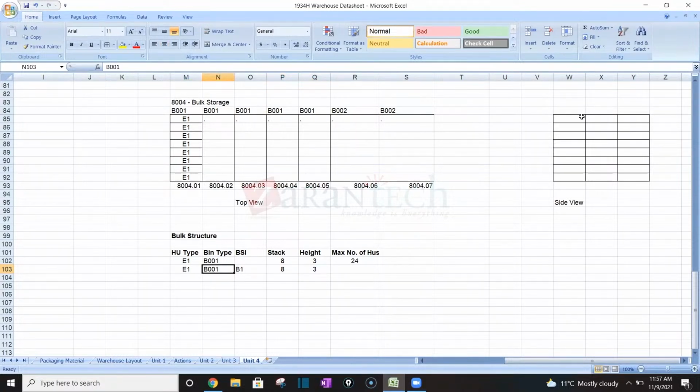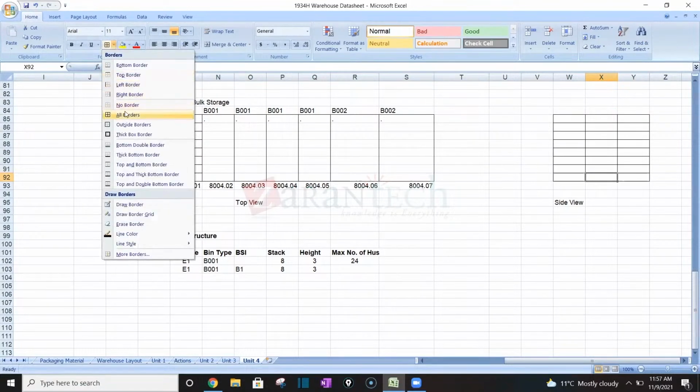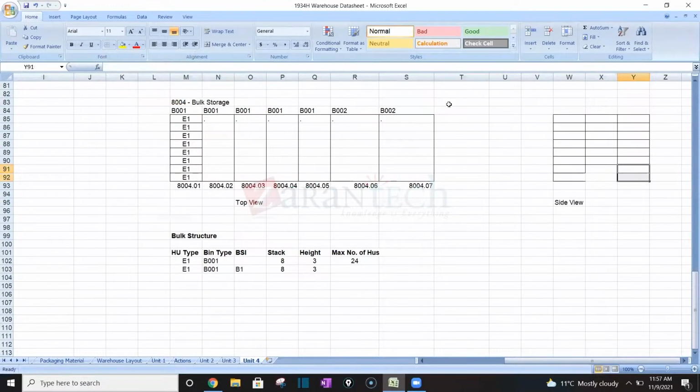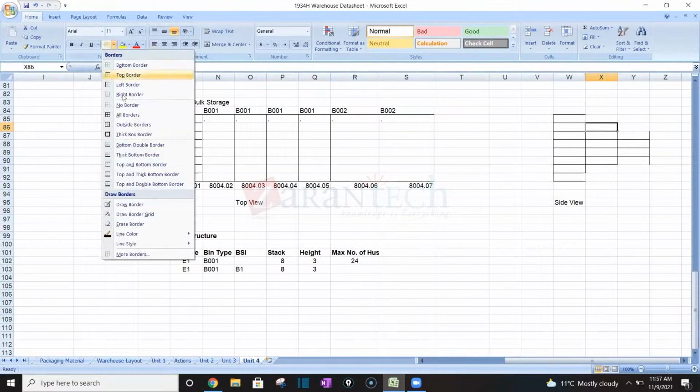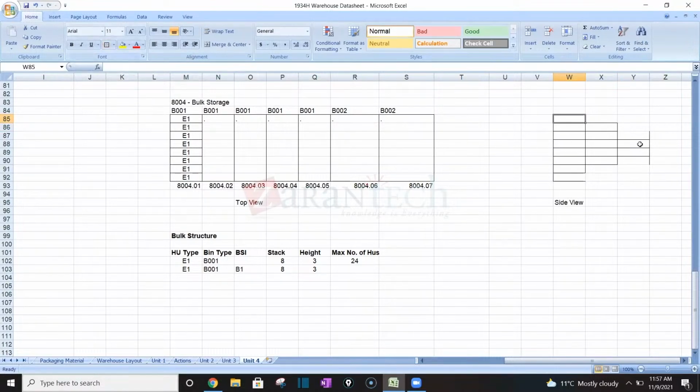But what may change is how you stack them. If it's a bulky material, you may not stack them exactly 24, just to maintain the balance. You may stack slightly less to make sure the weight is balanced. So I would arrange the pallets like this. Instead of 24, I will store 18 HUs. So this is the capacity.